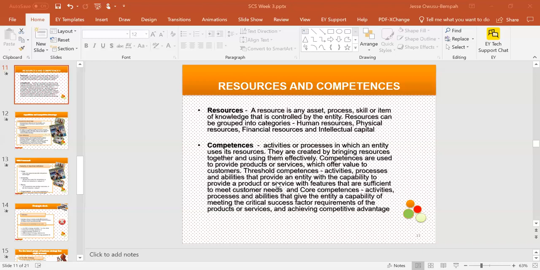So this is the difference between resources and competence. Competencies are the activities or processes in which an entity uses its resources. So when we say something is a competency or competence, it's basically created when you bring resources together and use them effectively. You bring it together and use it effectively. For example, you bring human resources together, financial resources together, intellectual capital together, and you use it effectively. That's when it becomes a competence.